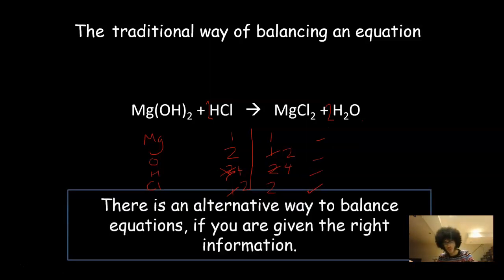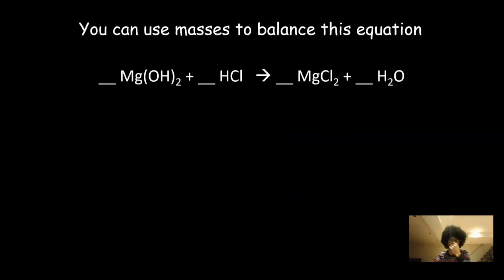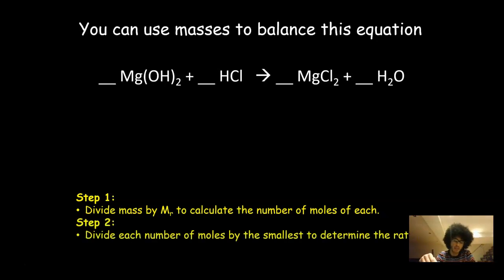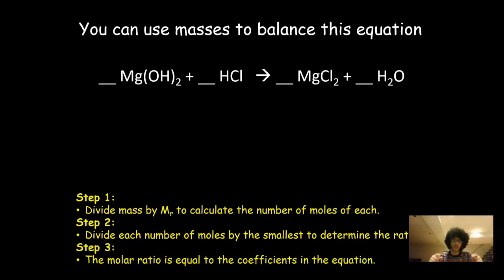There is, however, an alternative way if you're given the right information. So let's have a look at the equation again, but from a slightly different perspective. These are the steps that you would do to balance it if you had mass data. The first thing you do is divide the mass by the Mr for that substance to calculate the number of moles for each. The second step is that you divide each number of moles by the smallest one to determine the ratio. And then with the ratio, you determine what the coefficients are.